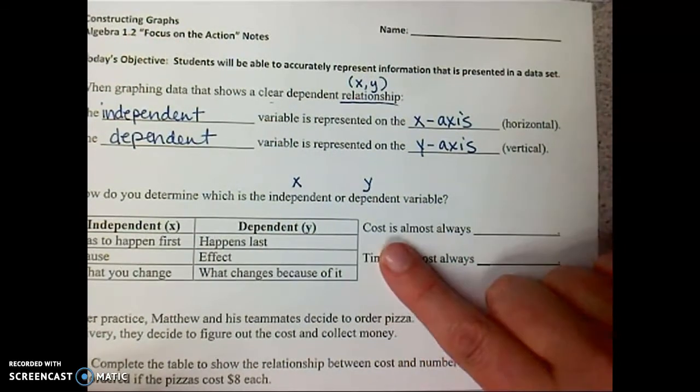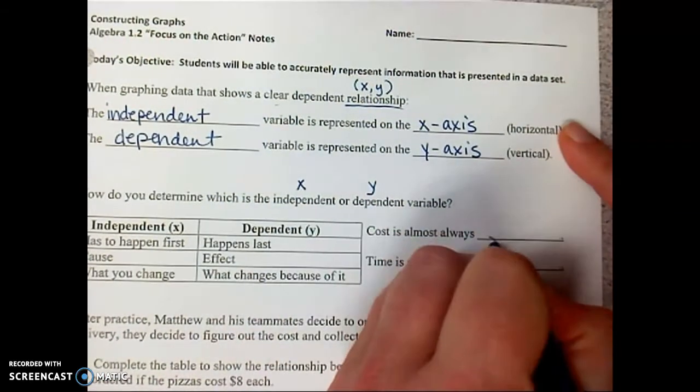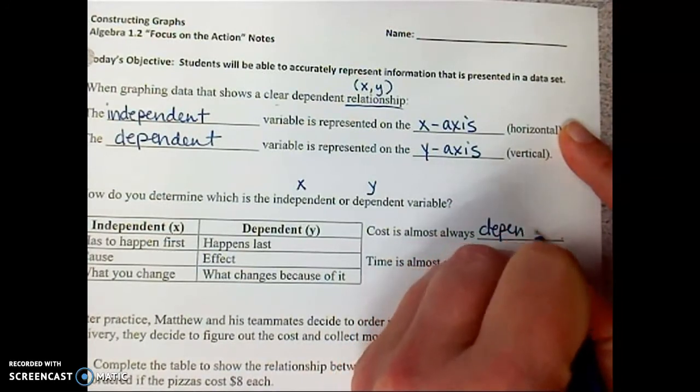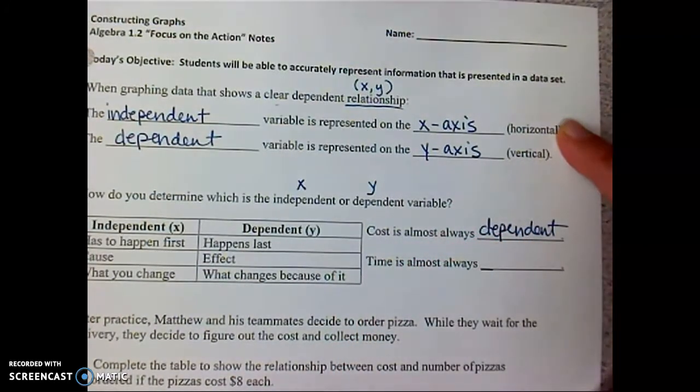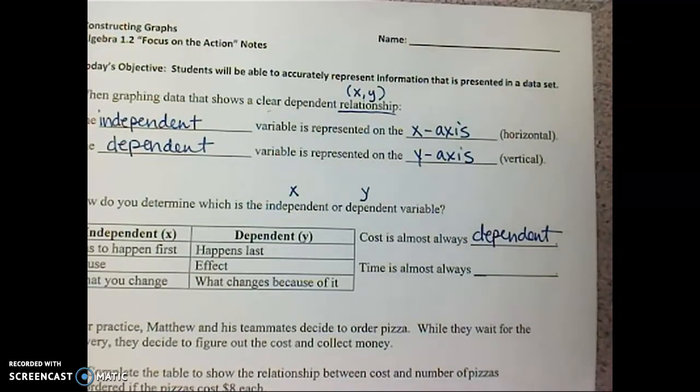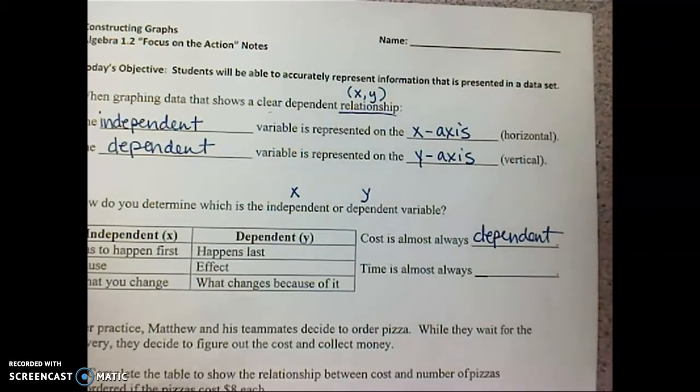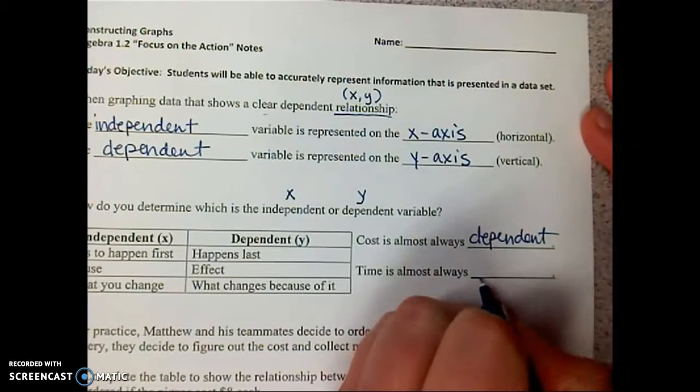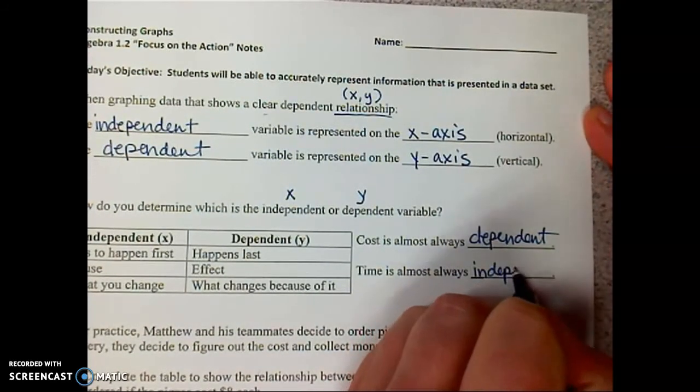So, alright, cost is almost always dependent. You go buy clothes. Okay, however many, what you buy depends on what it's going to cost. Time is almost always independent. Time happens first.